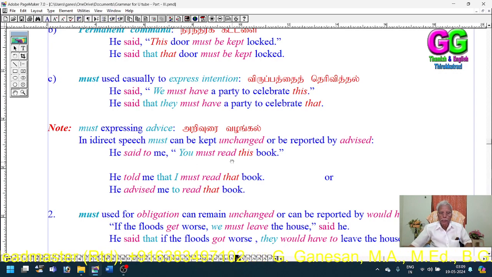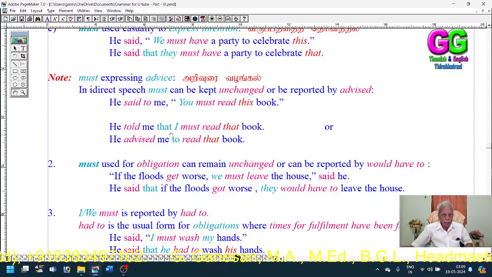He said to me, you must read this book. He told me that I must read that book. That is, the verb must has been kept unchanged. Or we can use, he advised me to read that book.